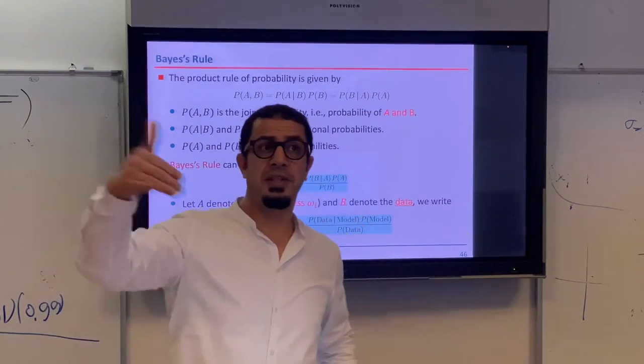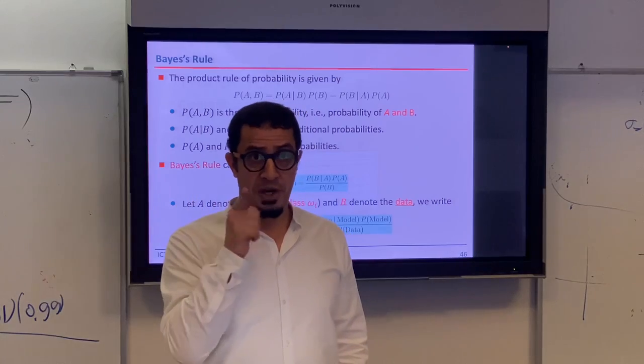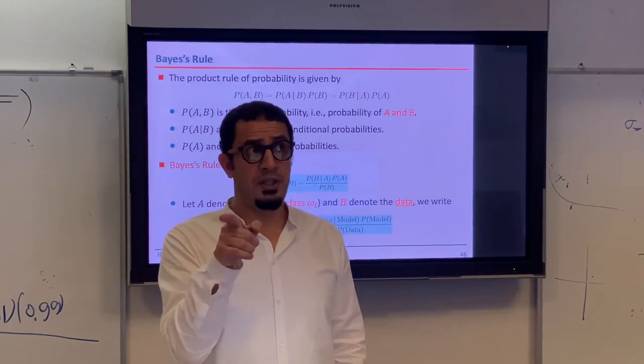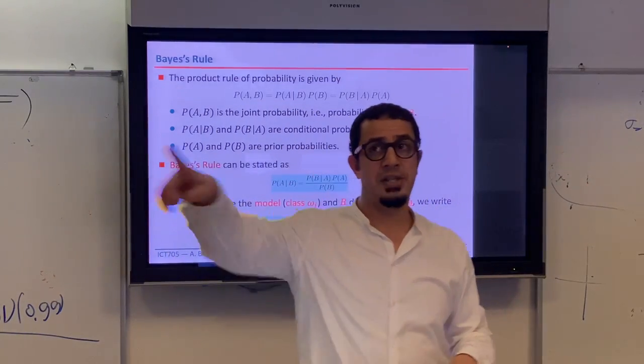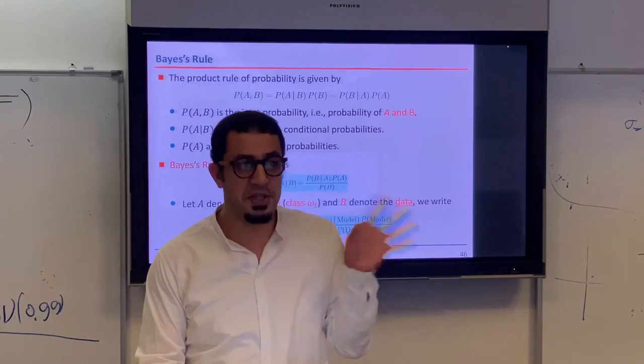What does it mean? The data is given. From looking at the data, what is the probability that it belongs to class 1 or class 2 or class 3 and so on? So this is the main idea.